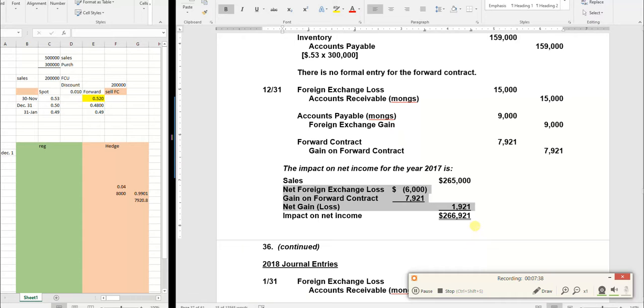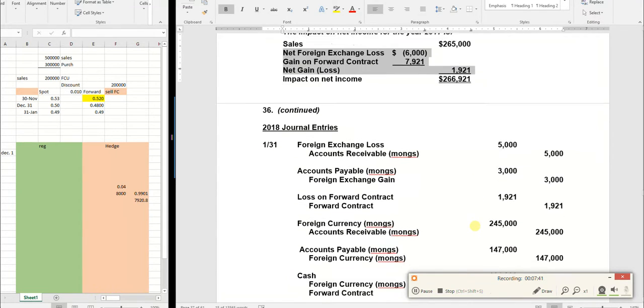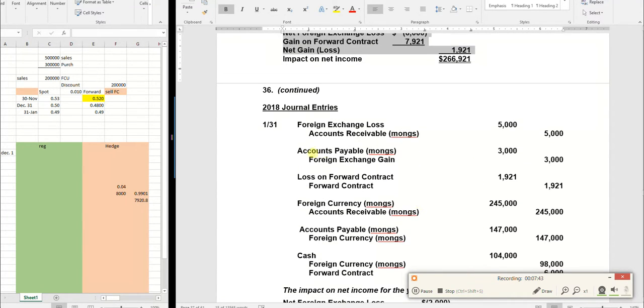Okay. All right, for 2018, my journal entries is first I have to adjust my accounts receivable and payable. So my accounts receivable is 500,000, and now it's gone from 0.50 to 0.49. So now it's gone down. Well, I guess it went down before, didn't it? So it's gone down by 500,000 times 0.01. That's 5,000. So I have a loss. My accounts payable was 300,000, and it's gone down. So I need to debit it to make it go down, and I have a gain.